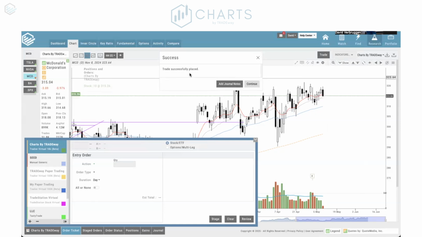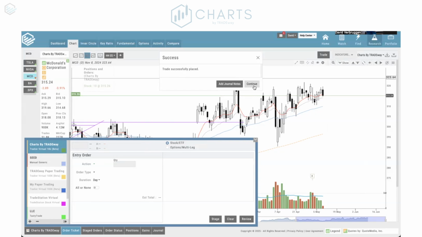I want to pause right here. This does not necessarily mean that you are in the trade. This does not necessarily mean that you own 10 shares of McDonald's stock yet. It just means that the trade has been successfully placed and sent to the market maker. Are we in or not?